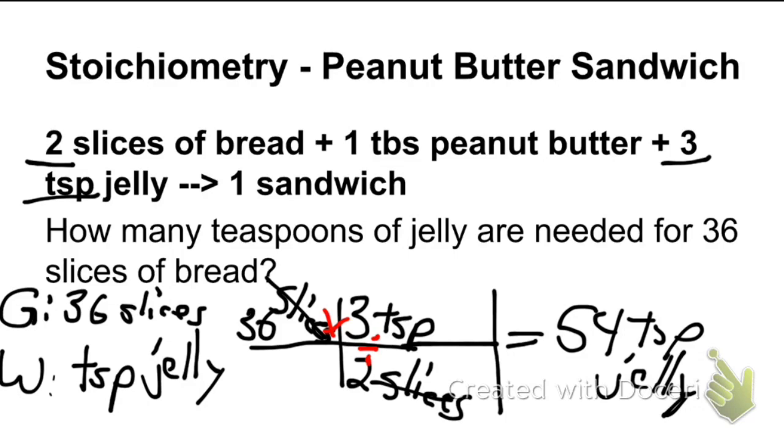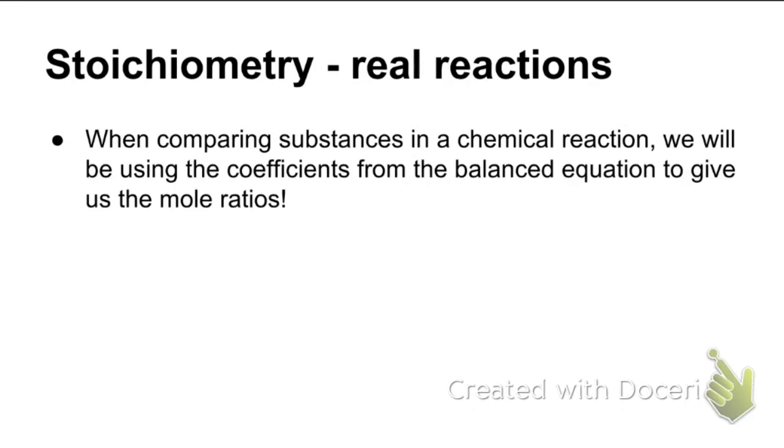Okay, so how we apply this to real reactions, we're going to do what we just did, only instead of peanut butter and jelly and bread slices and sandwiches, we're going to have actual chemical substances. And when we're comparing our substances, we're going to do basically what we just did. We're going to compare our coefficients from the balanced equation. And that's going to get us what we call a mole ratio.